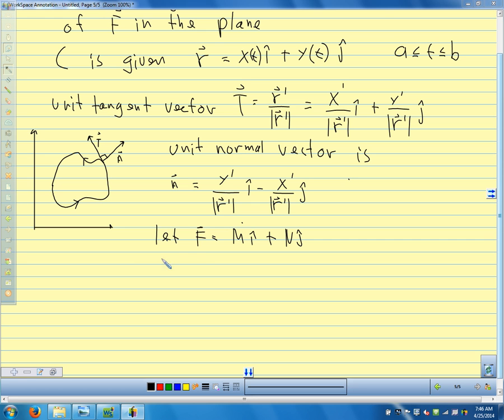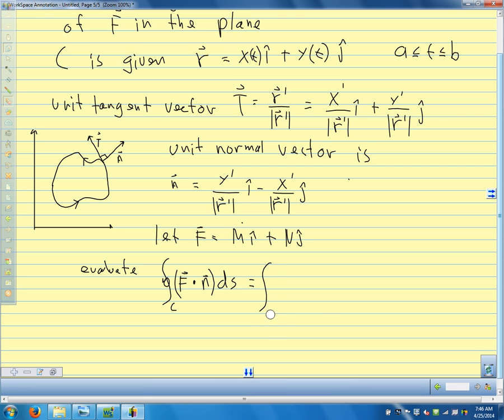So we are going to evaluate the line integral around the curve of f dot n ds. So we want to sum that outward component of f around the boundary of that curve. So I'm going to take the dot product of f and our normal vector to get our outward component. And this is going to be the integral to evaluate this line integral from a to b.